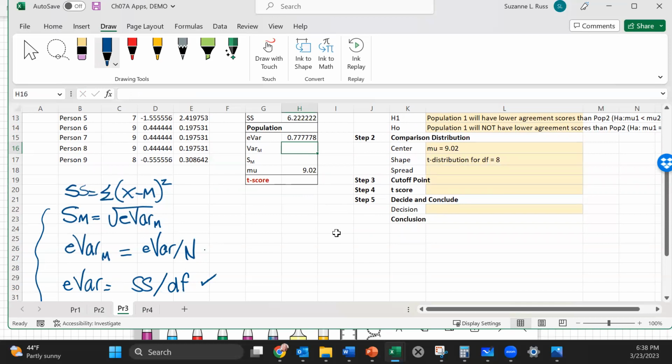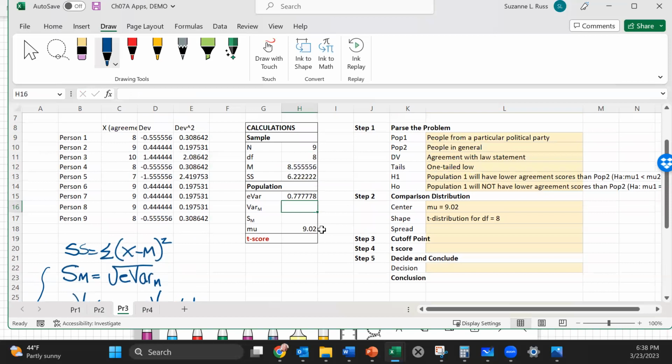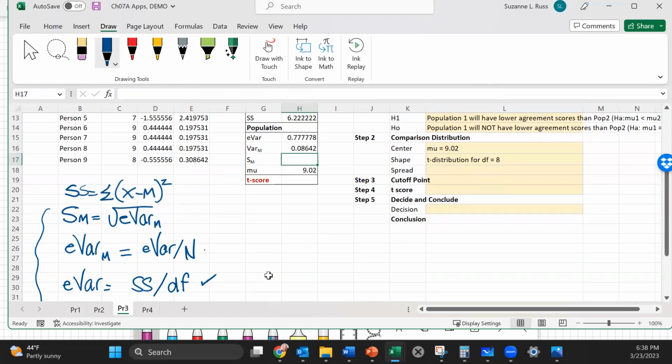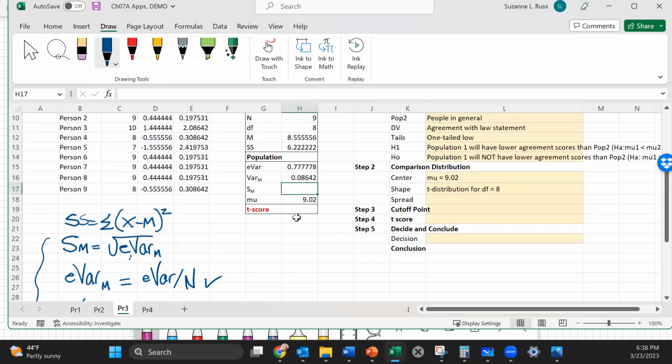We're going to take our EVAR and divide by n equals EVAR divided by, and now I'll make sure to carefully click in the n. We get that 0.08642. So now we've done this. Now we have to do this. We have to take the square root of EVARM. Let me put the E in here. And we're going to go equals square root of EVARM.